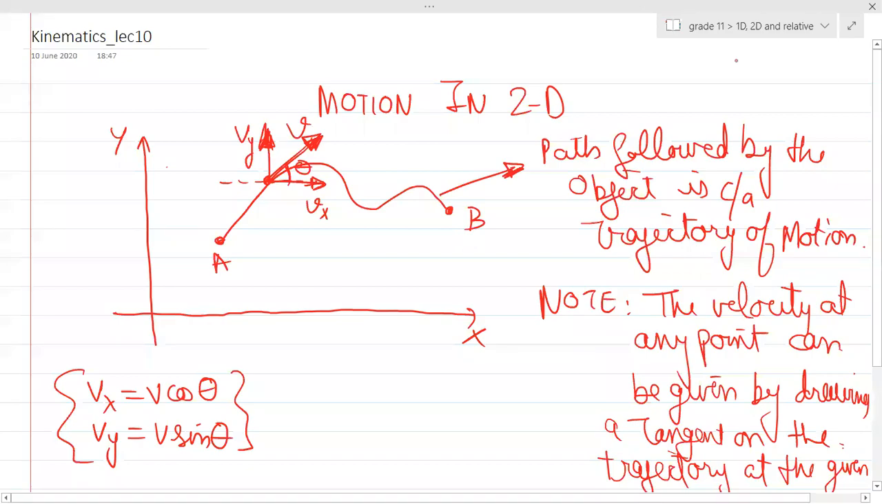So, motion in 2D. For an object, I'll draw an xy plane. Can you see the xy plane? And the object is moving like this. Basically, this path followed by the object is called the trajectory of the motion.